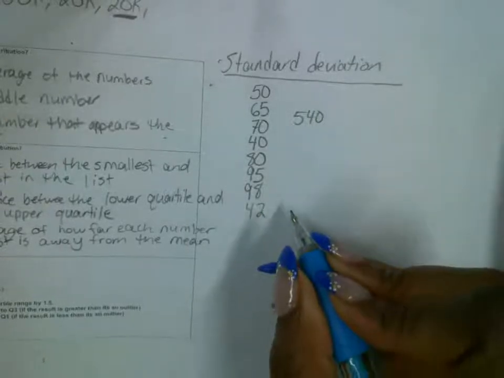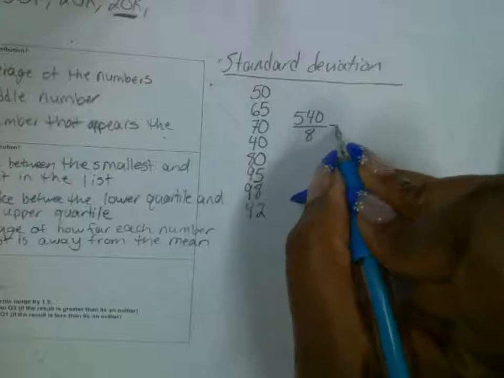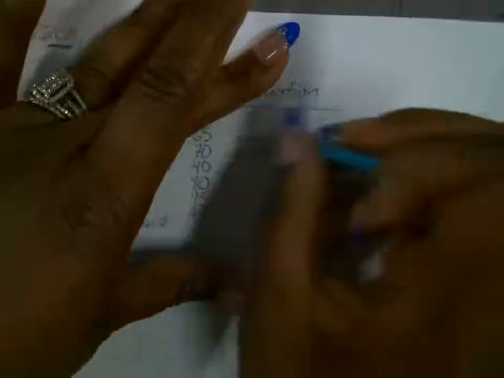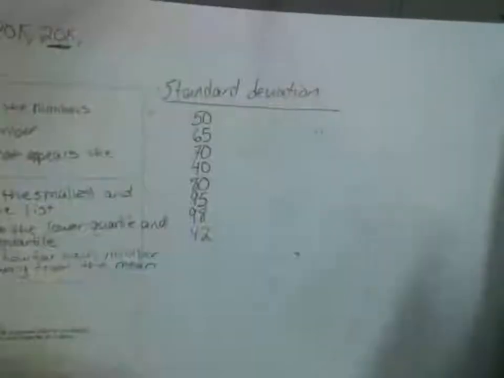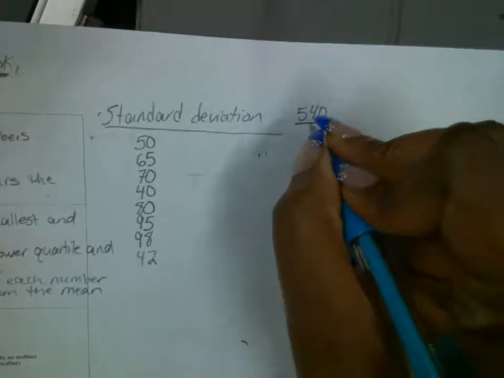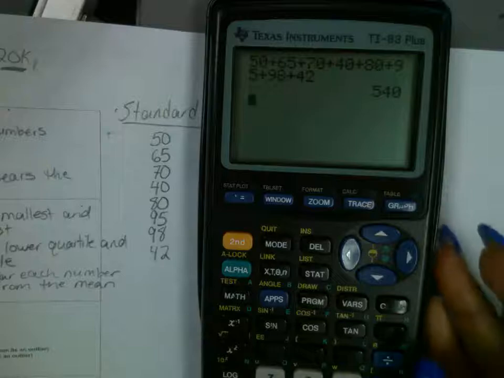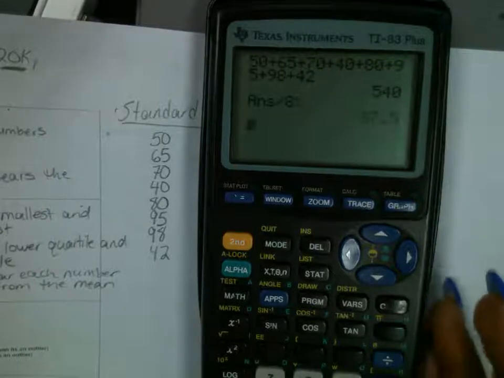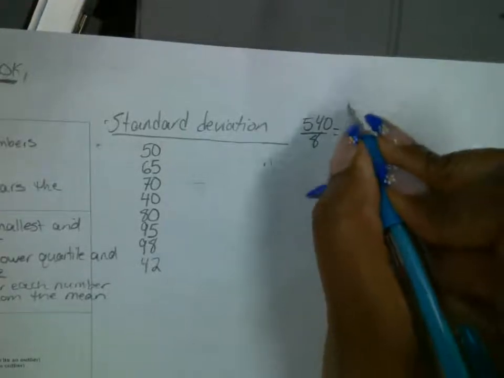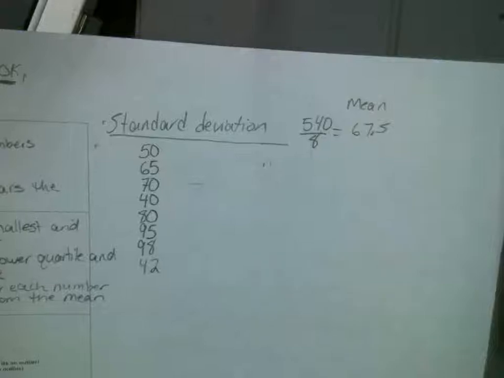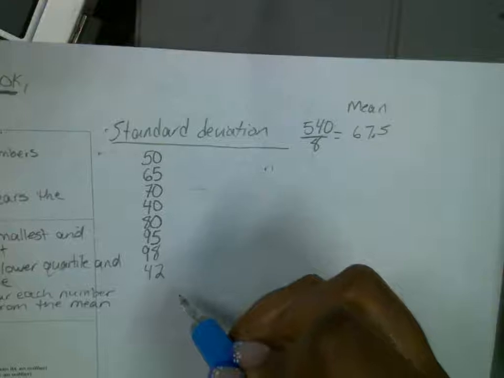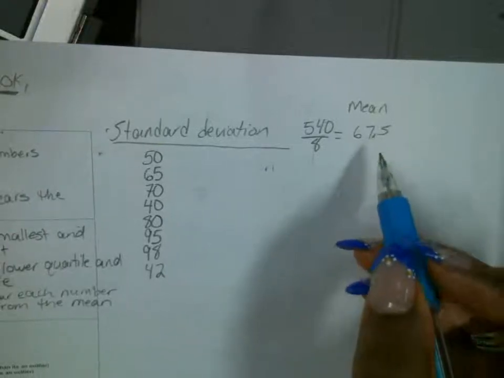So how do we find the average, or the mean? Divide that by 8, and this is gonna be the mean, okay? I should have done this out to the side, sorry. So 540 divided by 8. What's 540 divided by 8? 67.5. So that's the class average here. This is your mean, which is 67.5. You see that? So now we are going to figure out how far each of these numbers is away from the mean.